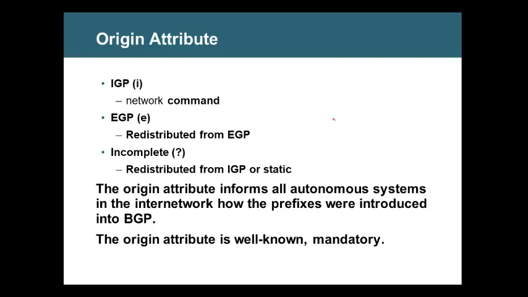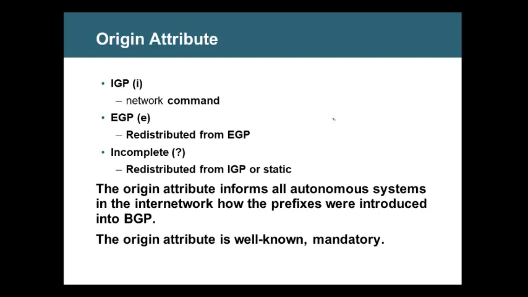Please understand my question. What is the command you use to advertise a network? Whenever you advertise a network using the network command, that network will be advertised with the I attribute. Instead of advertising, if you redistribute, then it will have a question mark. You see the third one there, question mark, incomplete.